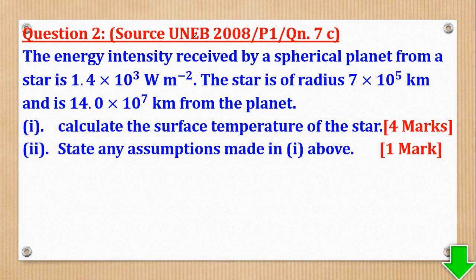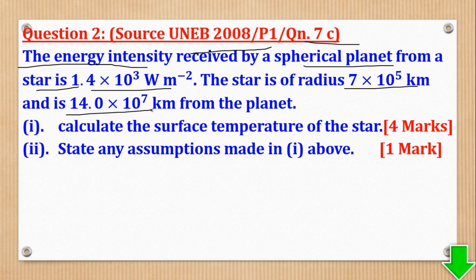Then question 2 came from UNEB 2008 paper 1 question 7C, and it says the energy intensity received by a spherical planet from a star is this. The star is of radius this and is this many kilometers from the planet. Roman 1, calculate the surface temperature of the star. Roman 2, state any assumptions made in Roman 1.